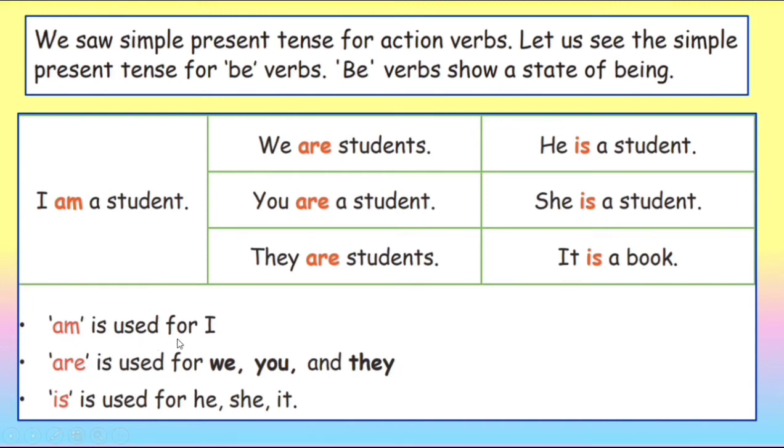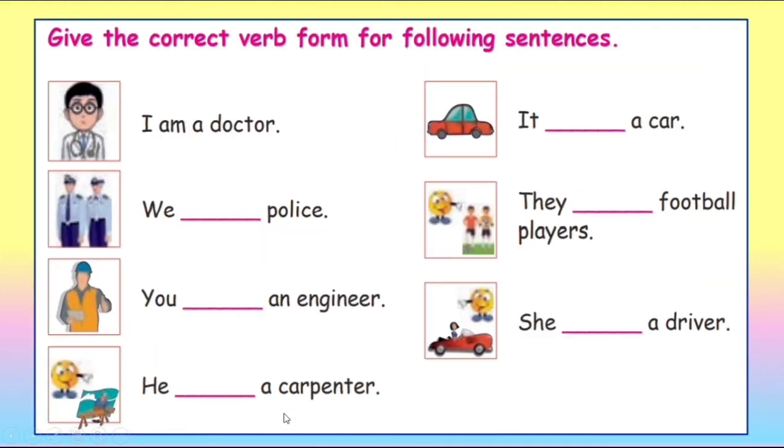Am is used for I. Are is used for we, you, and they. Is is used for he, she, it. Give the correct verb form for the following sentences. You will have to use are, is, am as per the situation. Solve this exercise in your notebook.